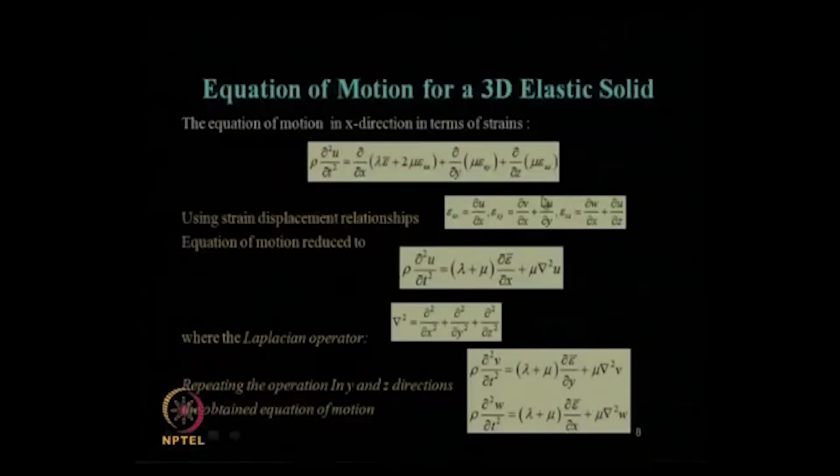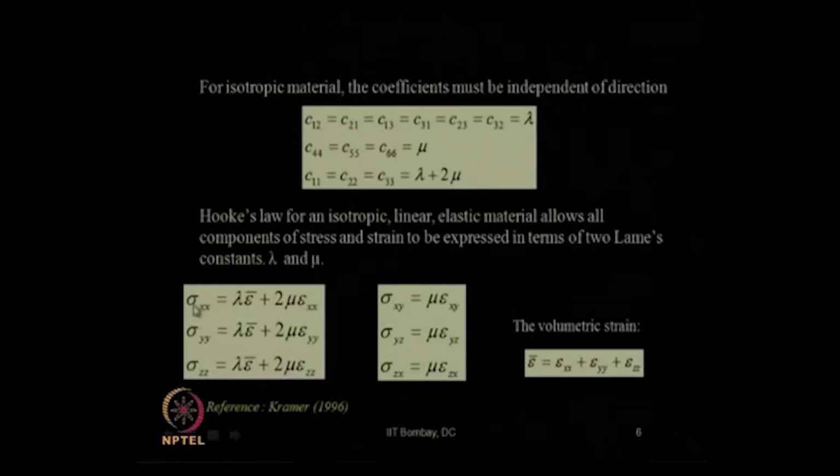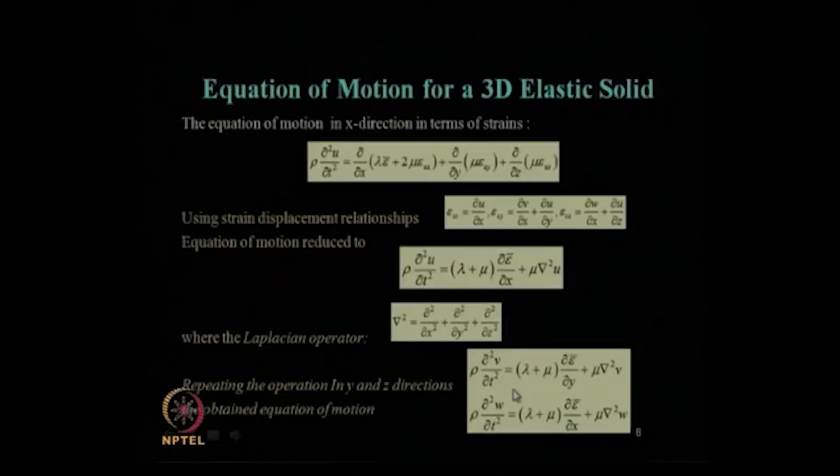So, what can we write? Let us see in the slide now. Sigma xx becomes lambda times epsilon bar plus 2 times mu times epsilon xx, which we have already seen. This is the expression for sigma xx. Similarly, for sigma xy, yz and zx, we can use this relationship, which we can put in that equation. So, the equation takes the form of this one.